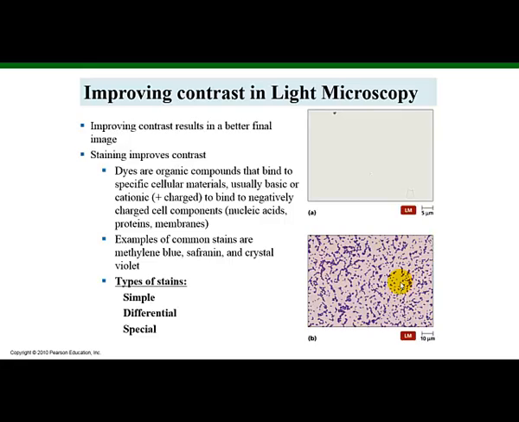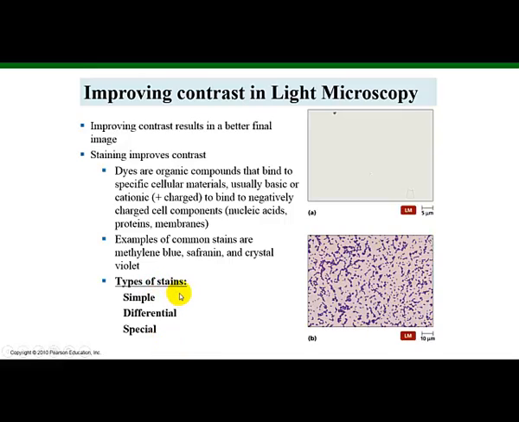The dyes that we will be using are usually organic compounds, which will bind to specific cellular materials. The dyes are usually positively charged or cationic, and therefore they will bind to negatively charged cell components, such as the negatively charged backbone of DNA, cell proteins, and the cell membrane.